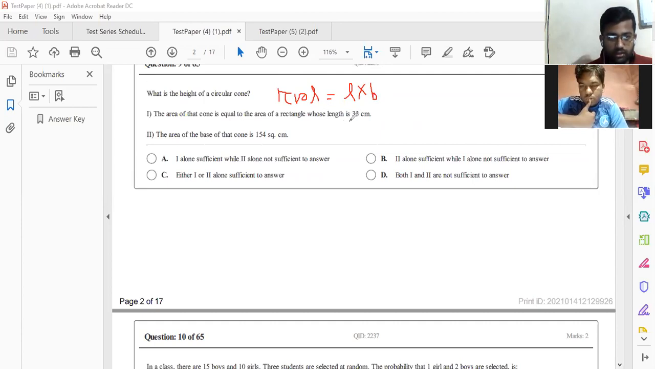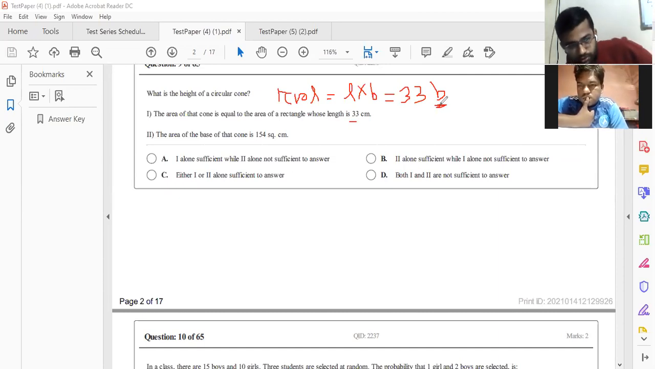The length of the rectangle is given, meaning 33B. Clear? The width is not given. Because we don't know the width, we are not able to calculate the area, the surface area of that cone. Clear? It means option 1 is not sufficient to calculate the answer.